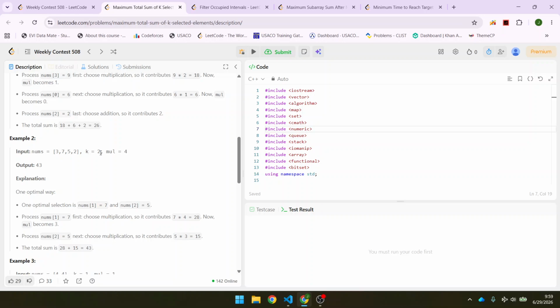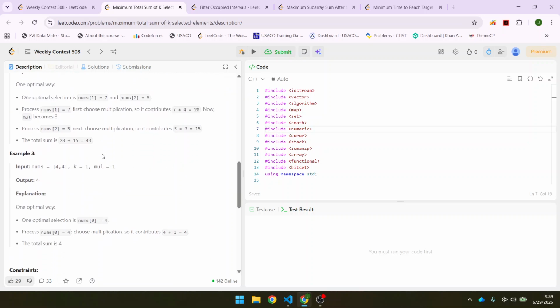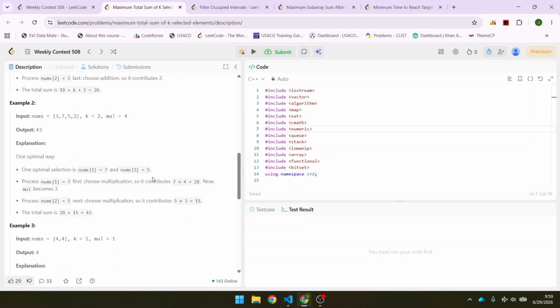For example, over here, if k is 2, we will choose 7 and 5. Right now, mo is 4, so 7 times 4 is 28, and then it decreases by 1, and then 5 times 3 will be 15. So you add those to get 43. So that is the problem.